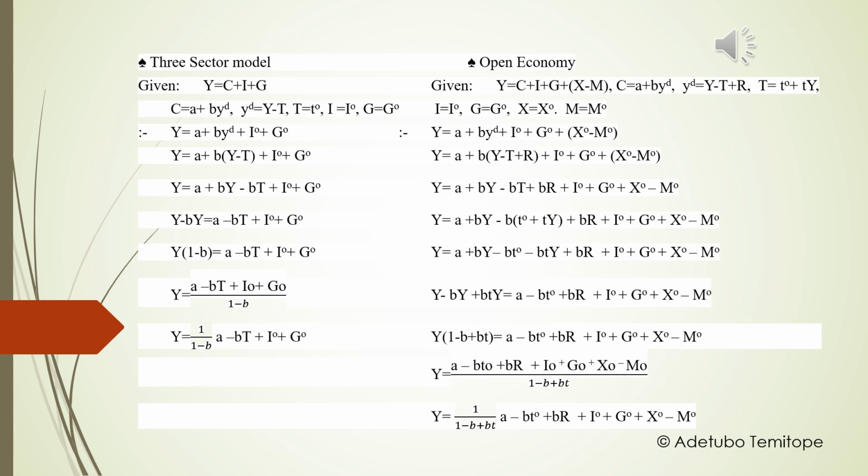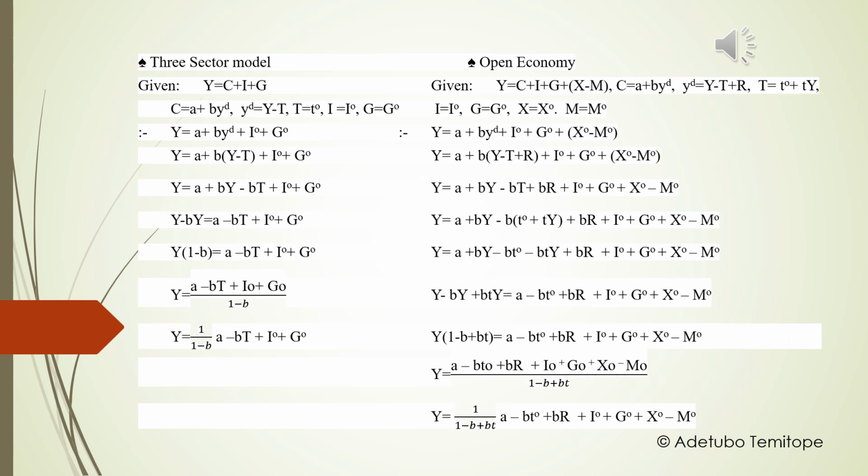So what we need to do is substitute all those parameters into the income model. Then we have Y equals a plus bYd plus I naught plus G naught plus X naught minus M naught. So we substitute the disposable income into the model. We have Y equals a plus b open bracket Y minus T plus R close bracket plus I naught plus G naught plus X naught minus M naught. So when we open the bracket, we have Y equals a plus bY minus bT plus bR plus I naught plus G naught plus X naught minus M naught.